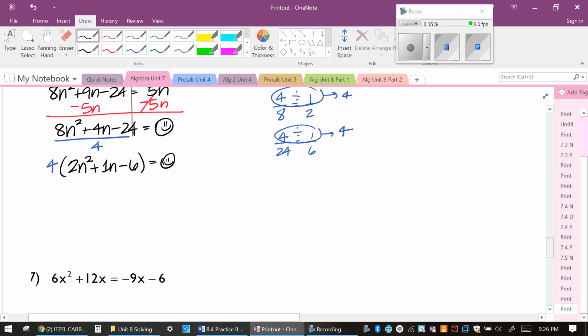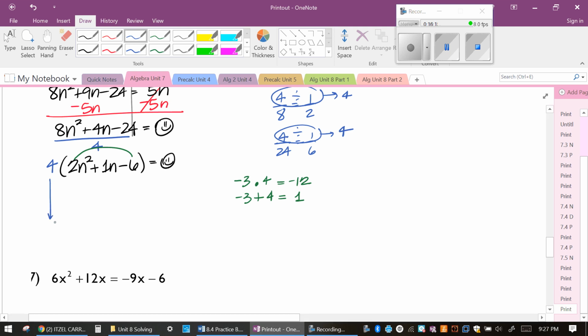But wait, GCF isn't the only way we know how to factor quadratic trinomials. Take a look at what's left inside. We need to try to see if we can find two numbers that multiply to negative 12 and add to 1. If you said negative 3 and 4, you're correct.